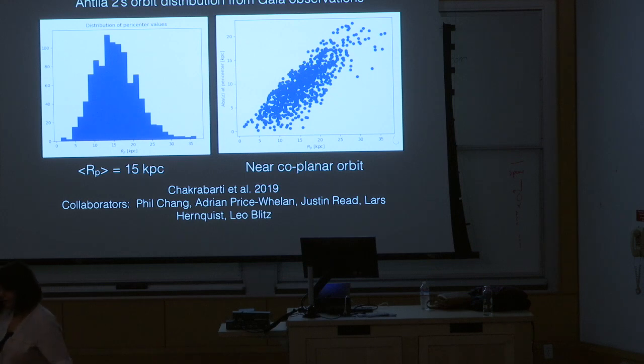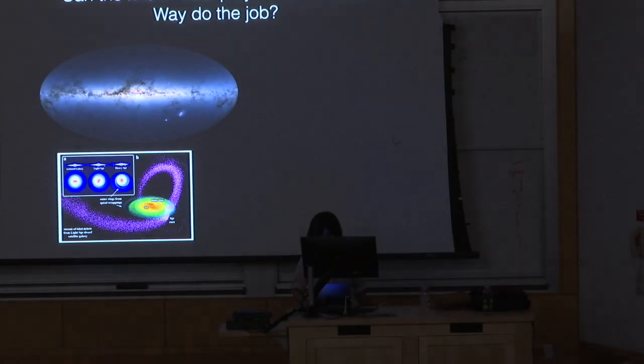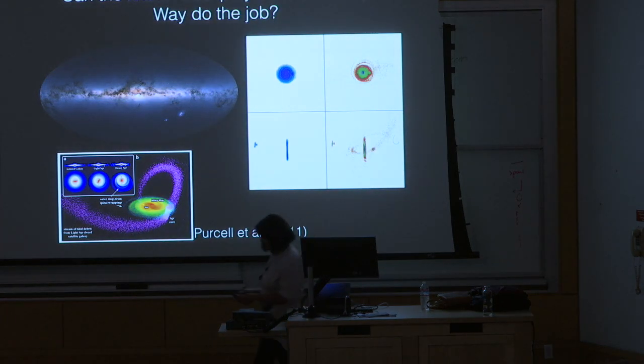And the simulations that I showed earlier, these ones, in fact, do include the LMC and the SMC as well, and the Sag dwarf. They don't include this other perturber. So this is sort of, you could say, a control.